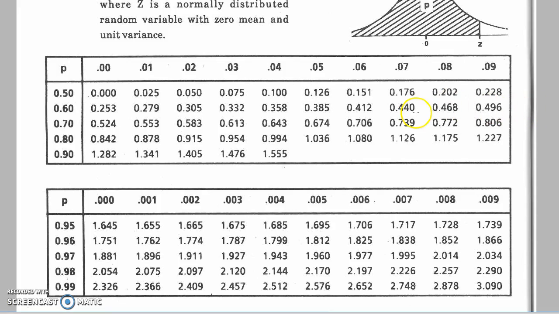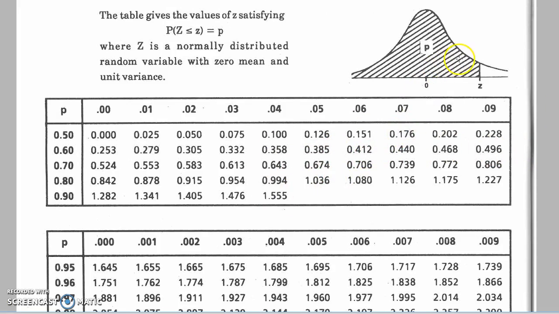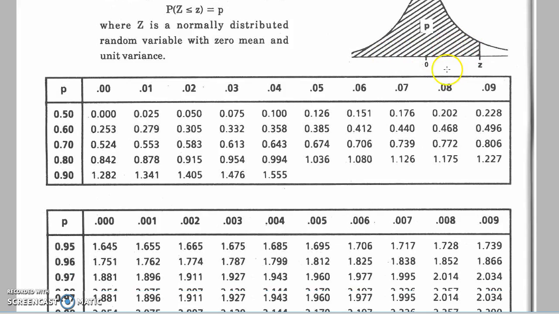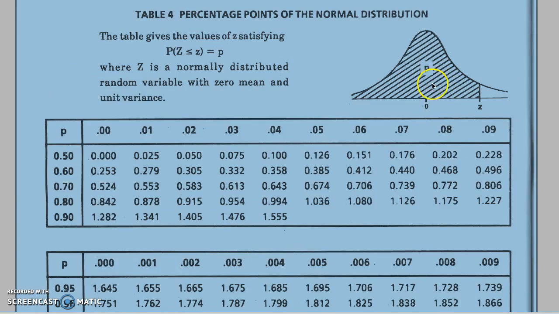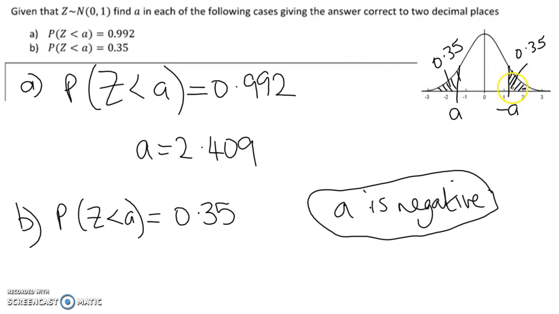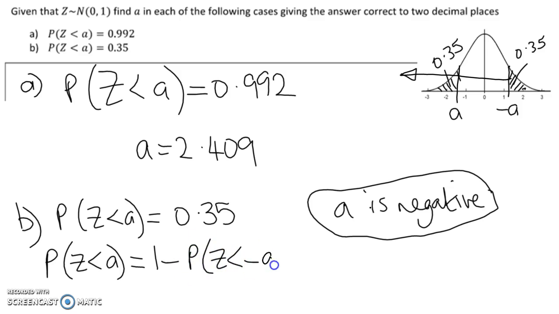It's very important that you remember all these values are the area to the left of a z value. We have here the area to the right of 0.35, so the area to the left of negative a, area to the left of this point here, must be 1 minus 0.35, which is 0.65. So I can change this statement to be the same as 1 minus the probability z is smaller than negative a.